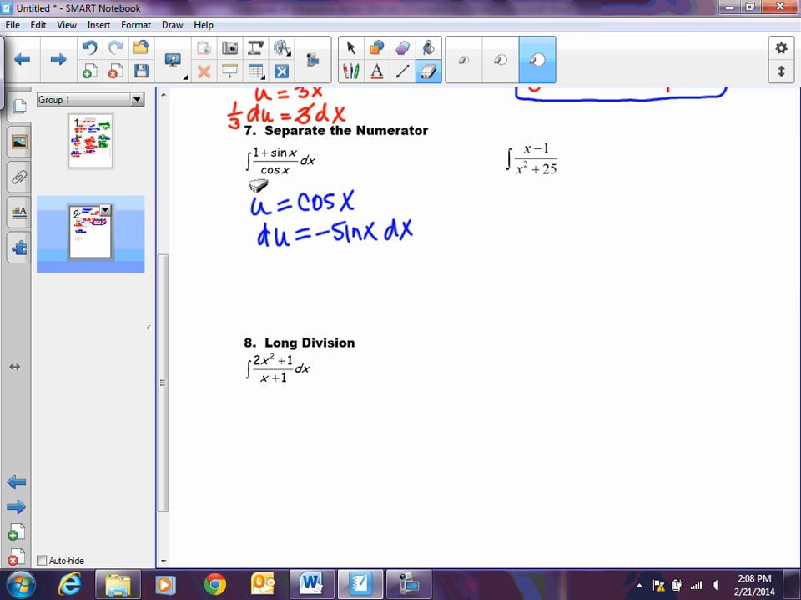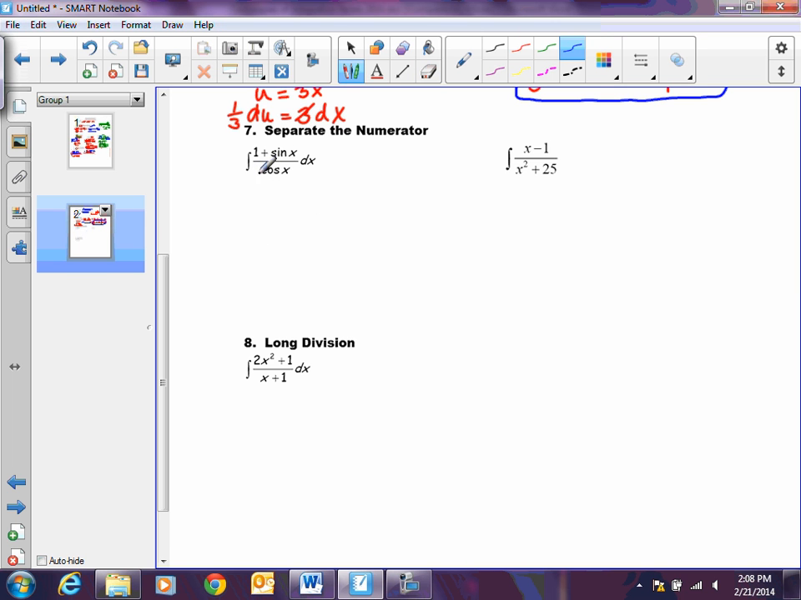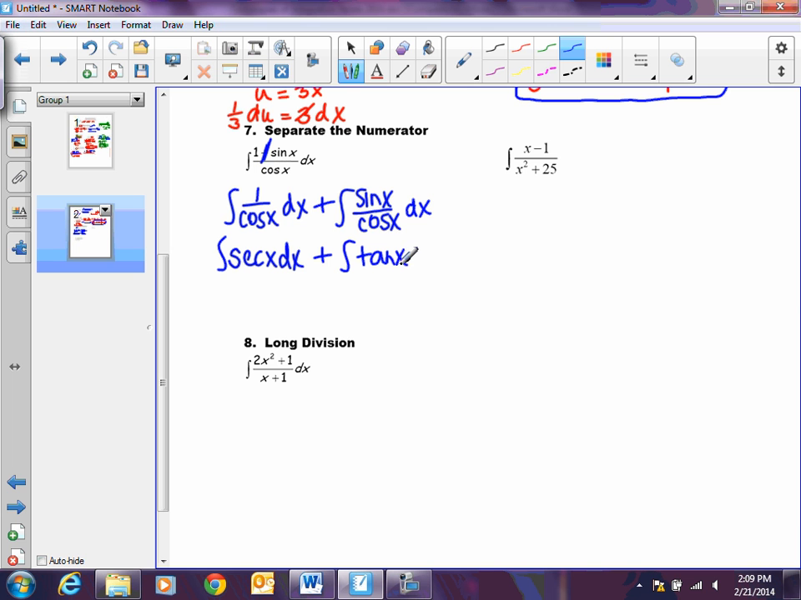All right, so I got to think, okay, there must be something algebraic I can do. And that is to separate the numerator. So I'm going to separate it out into 1 over cosine x dx, separating the numerator right there. And then sine x over cosine x dx. What's another way to write 1 over cosine? Secant x. Good thing we just looked that one up. And this would be tan x dx.